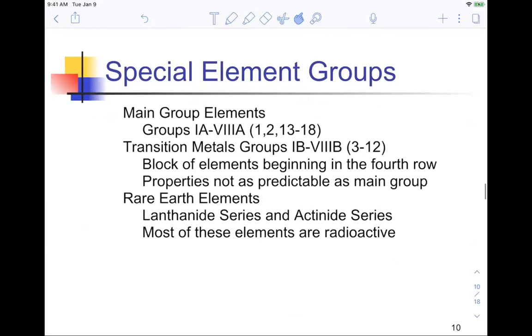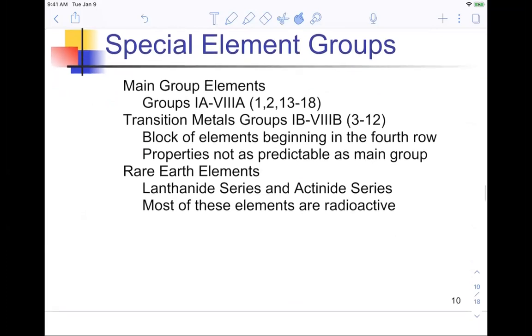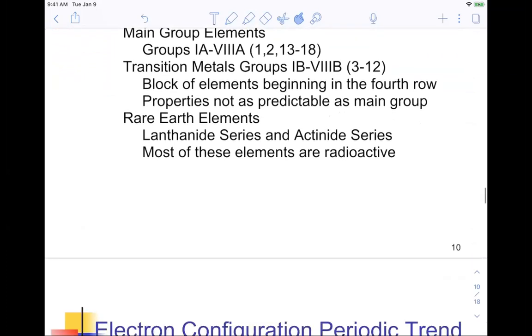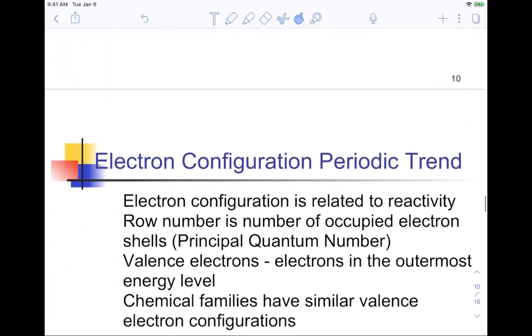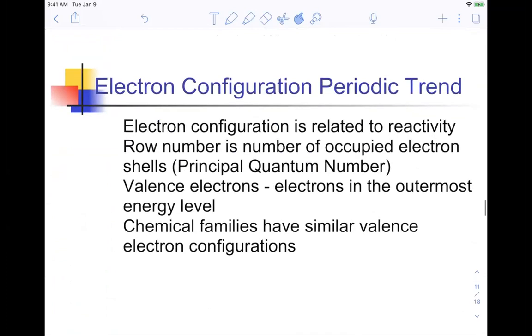Okay, so special element groups, we mentioned this. The main element groups are what we talked about. Transition metals, rare earths are down at the bottom. We mentioned this a bunch of times. The electron configurations are related to their position and their reactivity. We did not do anything with quantum numbers, so don't worry about quantum numbers. If you encounter homework questions about quantum numbers, let me know and I will get rid of those questions because they're not going to be on the exam. Okay.